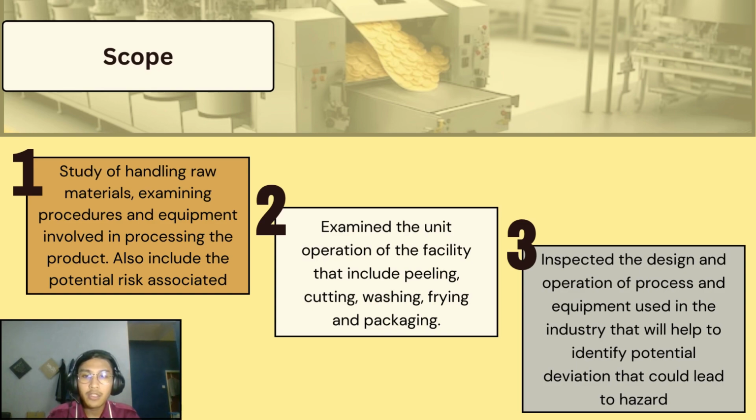Assalamualaikum and hi, my name is Muhammad Alif Najmi bin Kaidir, matrix number DD210065. The scope for our project is to study the handling of raw material, examining procedure and equipment involved in processing the product, also including the potential risk associated. Next, examine the unit operation of the facility that includes peeling, cutting, washing, frying, and packaging. The last one is to inspect the design and operation of process and equipment used in the industry that will help to identify potential deviation that could lead to hazard.